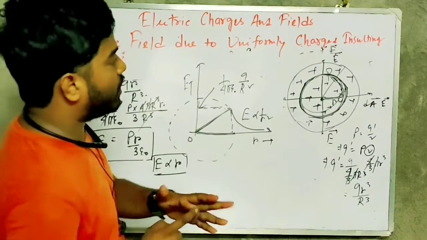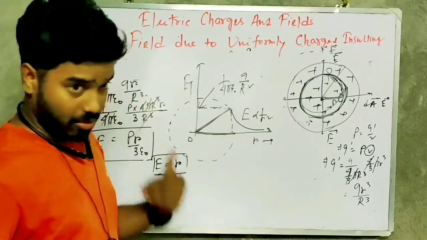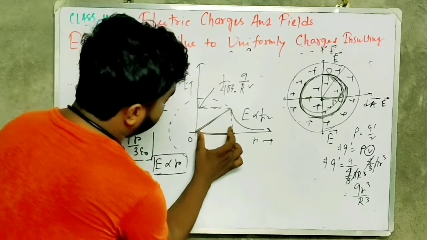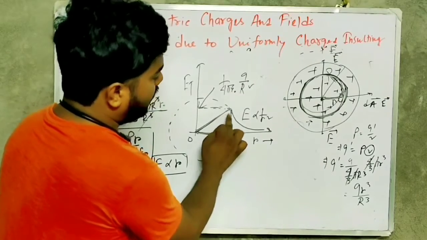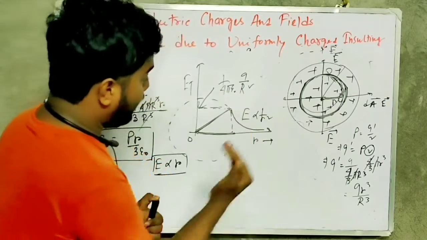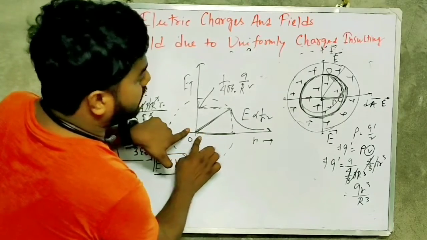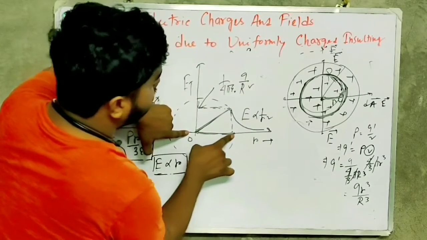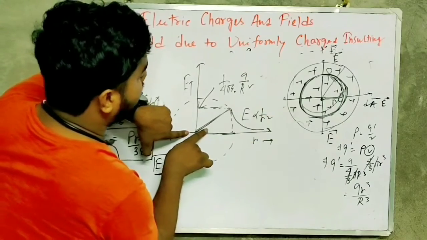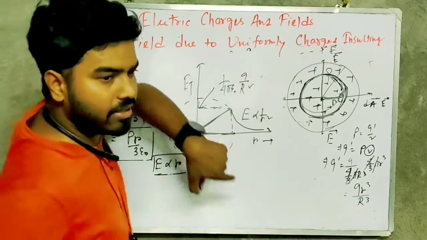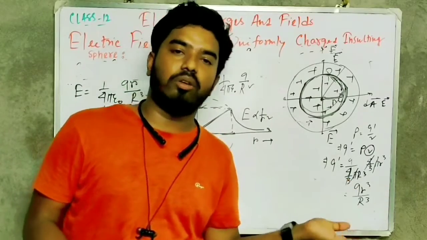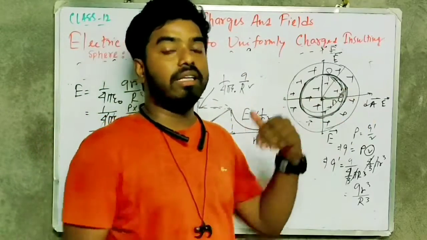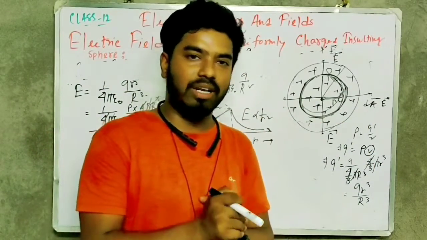In the conducting case, which was discussed in the previous part, up to this point there is no electric field, and after that the electric field variation is the same. In this case, inside the sphere the electric field is directly proportional to r. Clear? So up to the surface of this sphere the electric field line will be straight, and then the expression is the same. So in the next class we will discuss the electric field due to a thin spherical shell and for a non-insulating sphere. So this is all about today's class. Stay tuned and thank you.